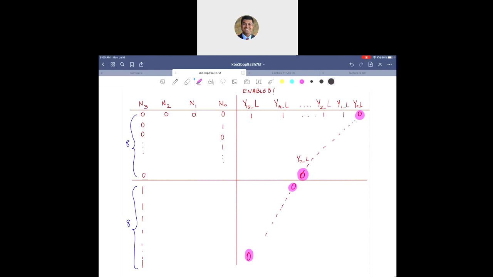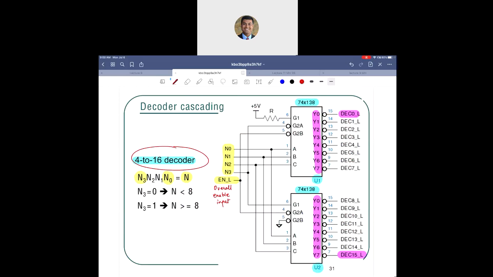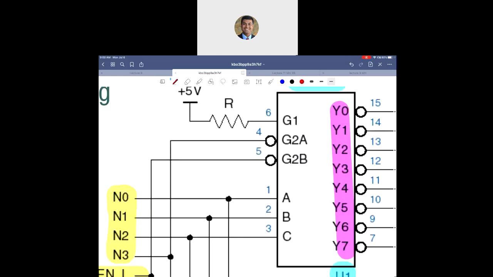Which tells me that when I'm in the top half, N3 is 0, I am essentially operating the top 74X138 chip. Those are my outputs. Then when N3 is 1, I have the bottom 74X138 chip that is being used, that needs to be enabled. You guys see this? That's essentially how this is supposed to work. So now let's take this information, go back one step and see if this is how it is working or not. So let us go step by step.